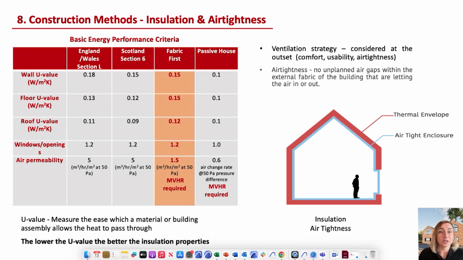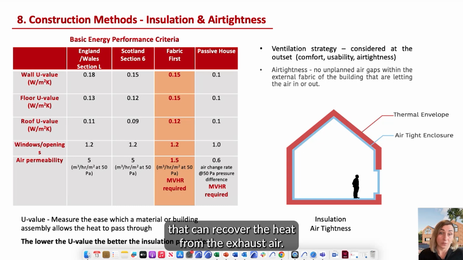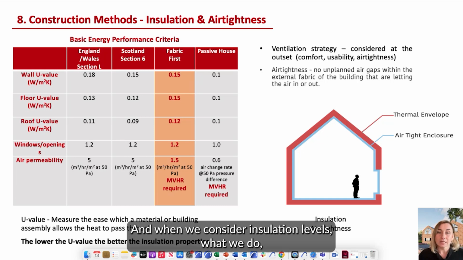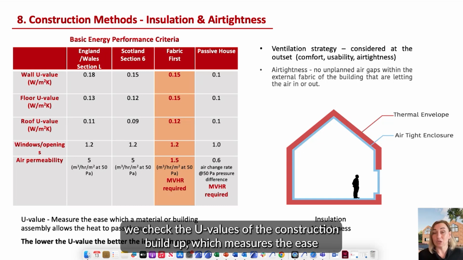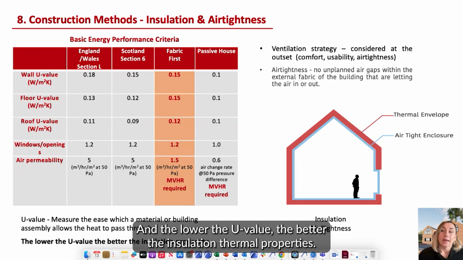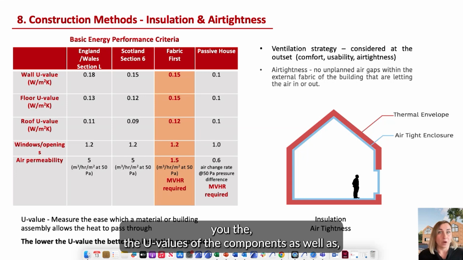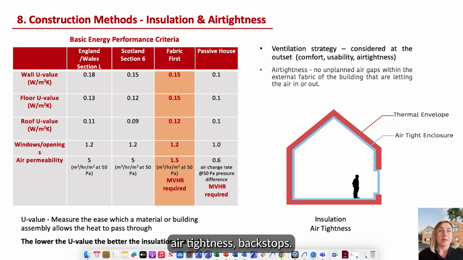well-insulated, airtight building envelope with a ventilation system that can recover the heat from the exhaust air. And when we consider insulation levels, we check the U values of the construction buildup, which measure the ease with which heat passes through the building assembly. The lower the U value, the better the insulation's thermal properties. So again, on the table on the left, you can see various standards that show you the U values of the components as well as airtightness backstops.